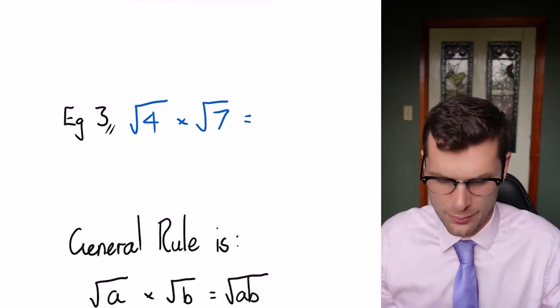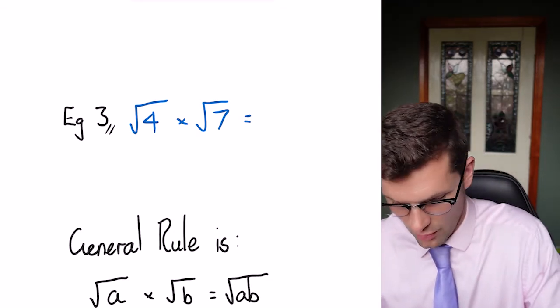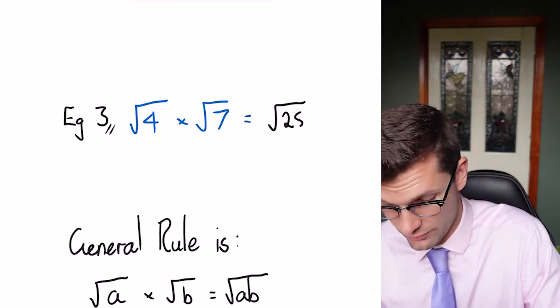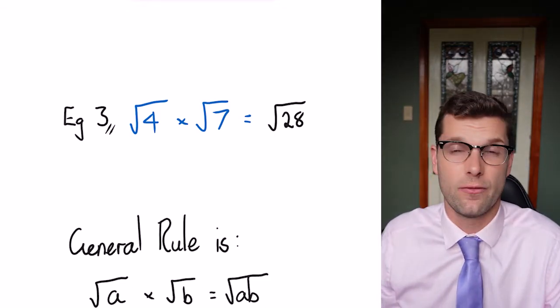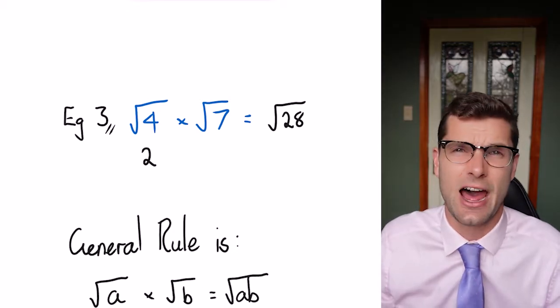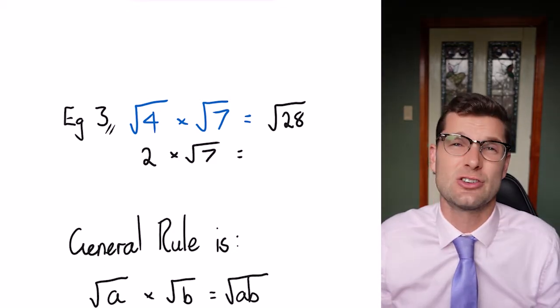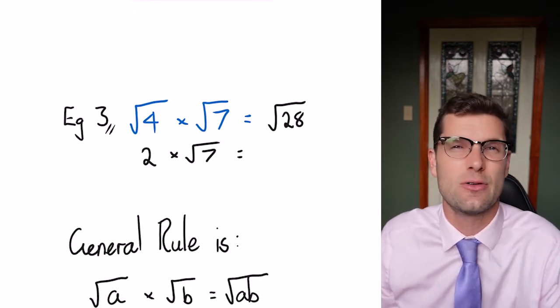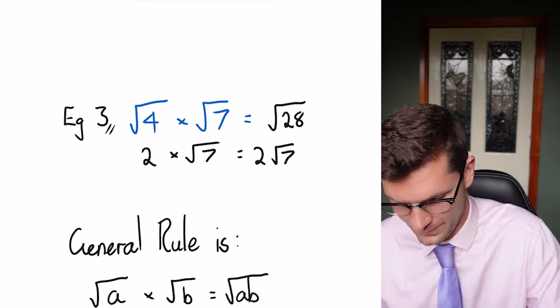Finally, with one more example, if I had the square root of 4 multiplied by 7, that would be equal to the square root of 28. The other way I could do it is change this root 4 into 2 to start off, then multiply it by root 7, which we write very similarly to how we do with algebraic terms, as 2 root 7.